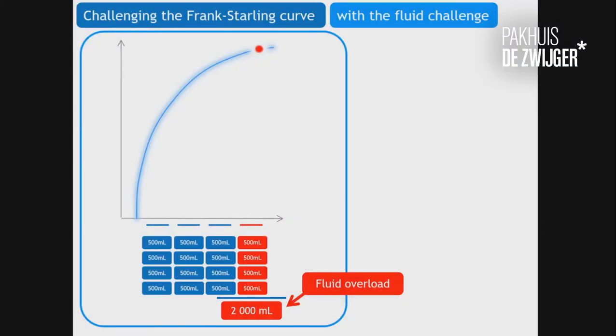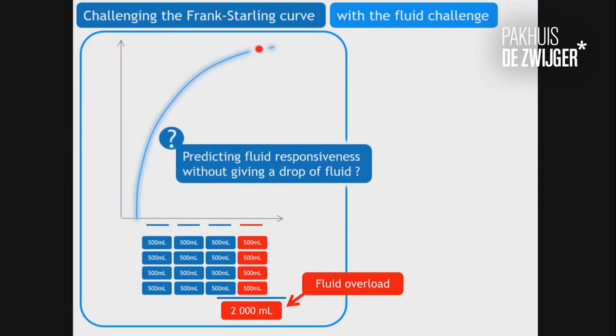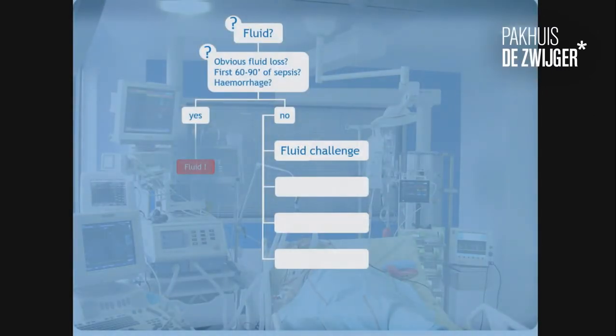But the basic problem with the fluid challenge is that it inherently leads to fluid overload, because it's obvious that if hypotension occurs again, and if you still use the fluid challenge to test fluid responsiveness, at the end of the day, your patients will have received a non-negligible amount of fluid that obviously contributes to fluid overload. And that's why some other ways to test fluid responsiveness without giving a drop of fluid have been developed.